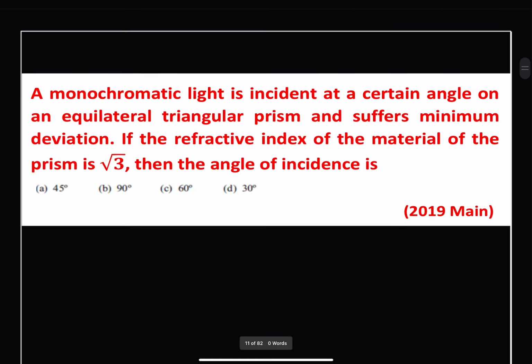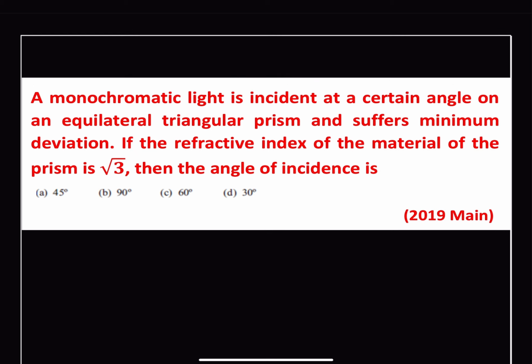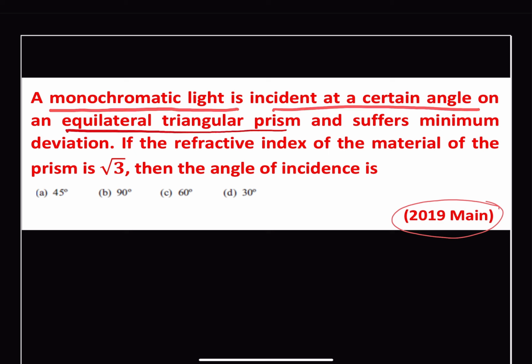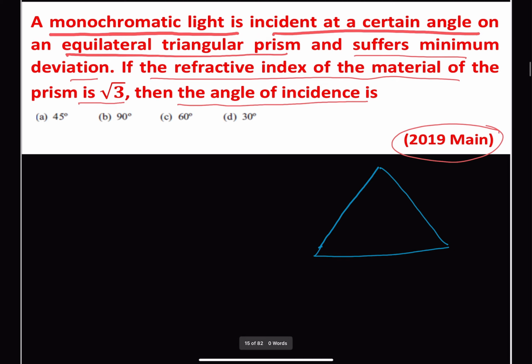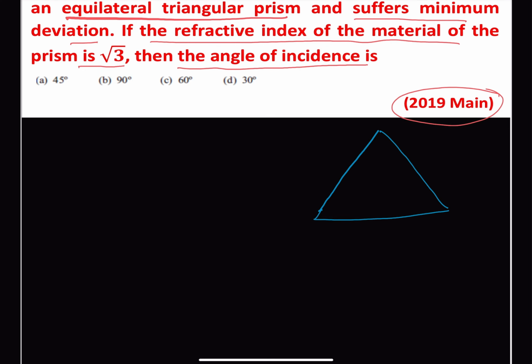Next question, and it was asked in the year 2019 mains, and states that a monochromatic light is incident at a certain angle on an equilateral triangle prism and suffers a minimum deviation. If the refractive index of the material of the prism is square root of 3, then the angle of incidence is. So let us draw an approximate figure for that. So we have an equilateral prism, so the angle of the prism will be 60 degrees.